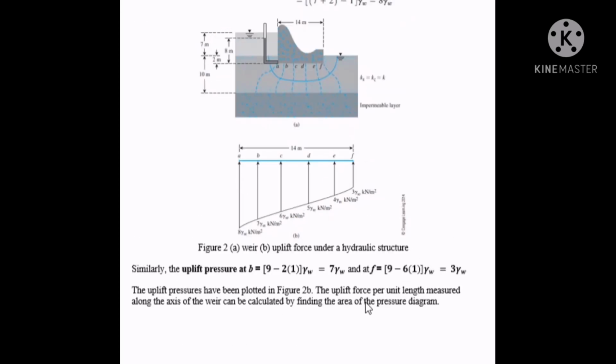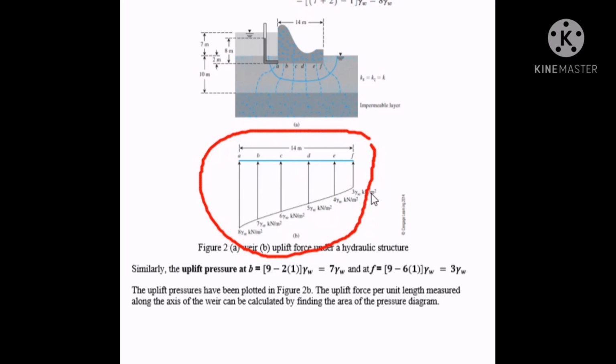And how are we going to determine the uplift force? The uplift force per unit length measured along the axis of the weir can be calculated by finding the area of the pressure diagram. So we're going to determine the area of this one. Kasama yung 8 rather. We're going to determine the area of this one para makuha natin yung uplift force.